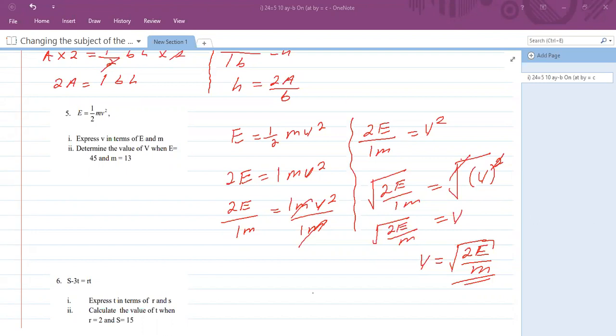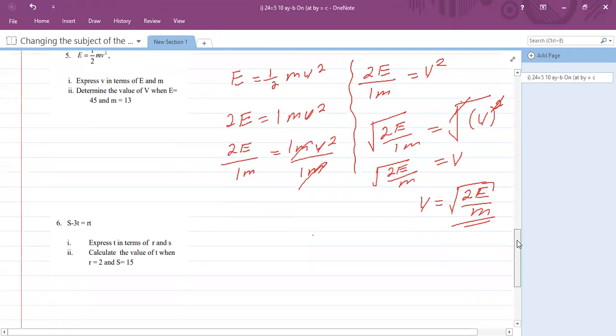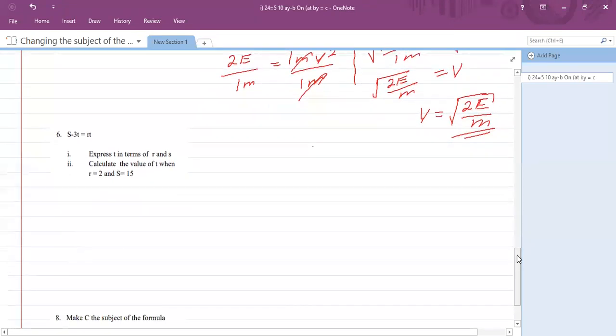Number 6. Listen, we have 20 questions now, and we just reached number 6. S minus 3T is equal to RT. Then CXC asks us to express T in terms of R and S, right? How do we make T the subject?